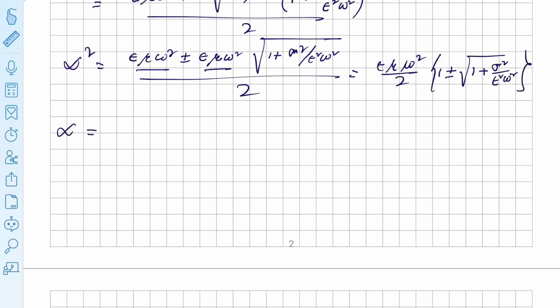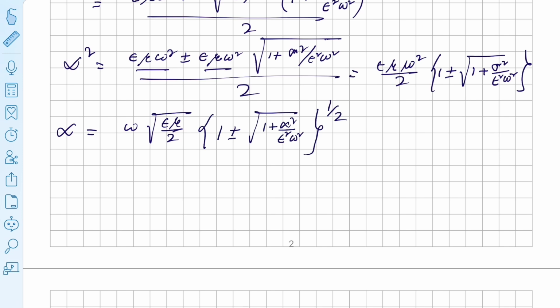So now therefore alpha will be equal to epsilon mu omega square by 2. If you take the square root, it's going to be equal to omega root over epsilon mu by 2. When we remove this square, we should take a square root, right? Then 1 plus minus root over 1 plus sigma square by epsilon square omega square. This is also under root, that is, the power is half here.